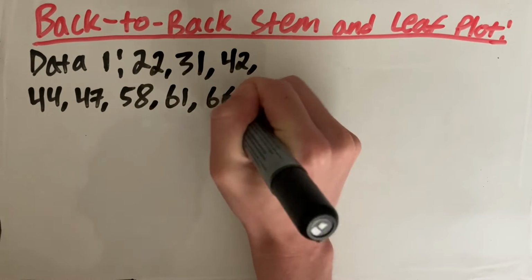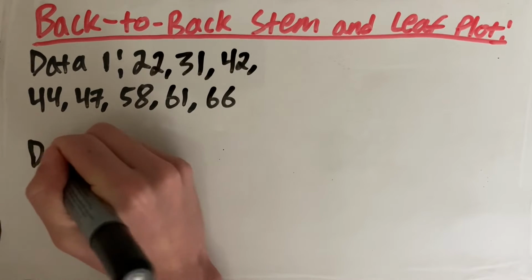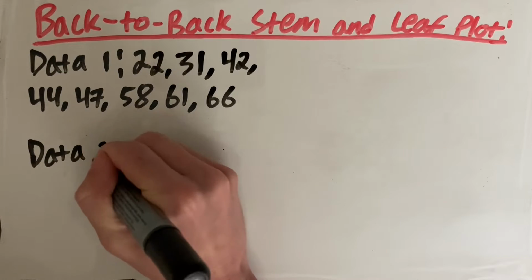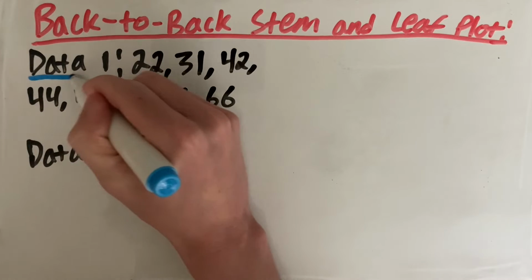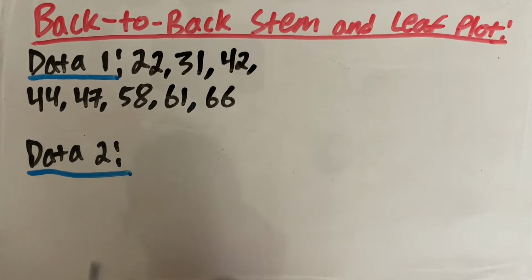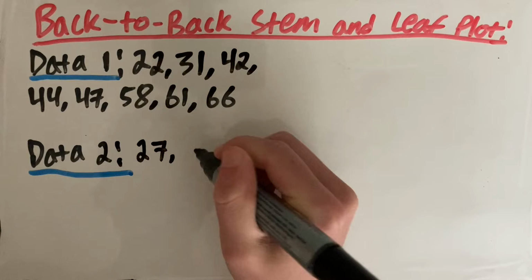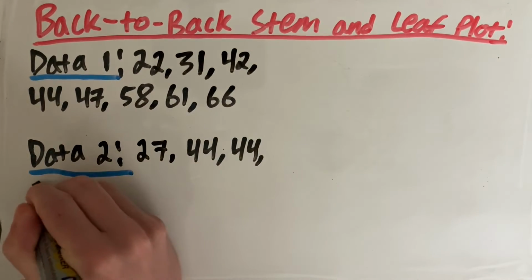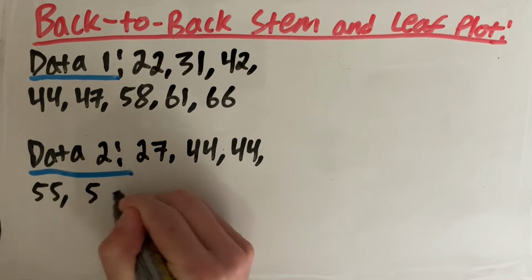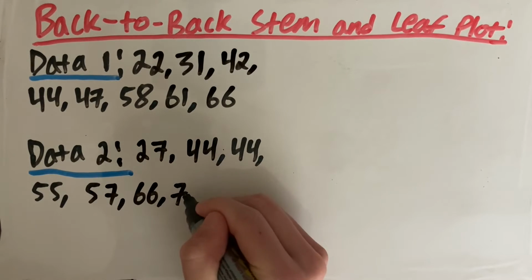So I am writing out my data here. We have data set number 1, but with a back-to-back stem and leaf plot, we're also going to have data set 2, because we're going to have data set 1 on one side of our back-to-back stem and leaf plot and data set 2 on the other, hence why it is back-to-back. So that's the key idea. You're going to have two sets of data, which we can use this stem and leaf plot to graphically represent, and then can be used to compare and interpret the two data sets.